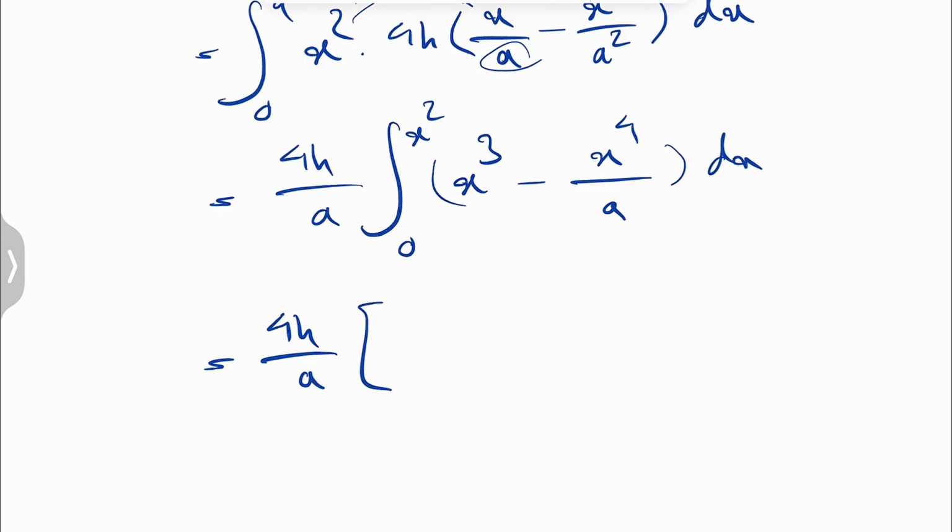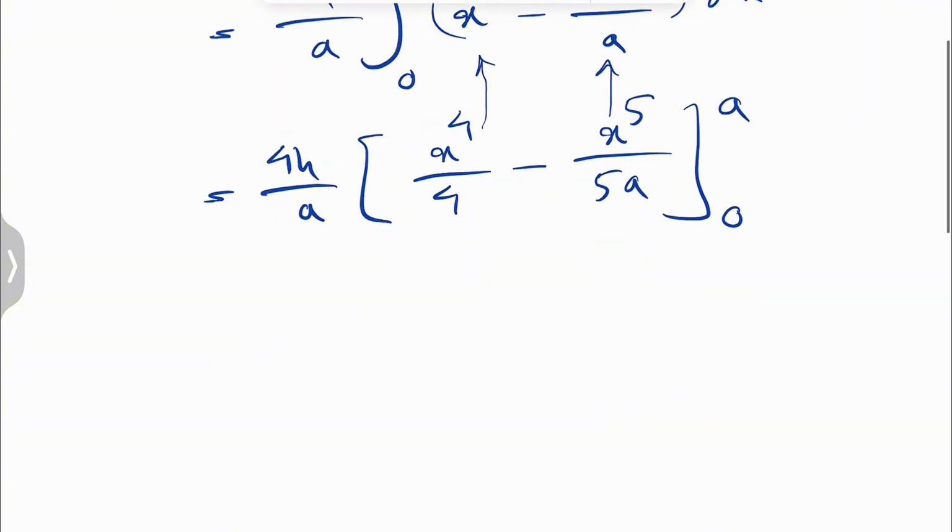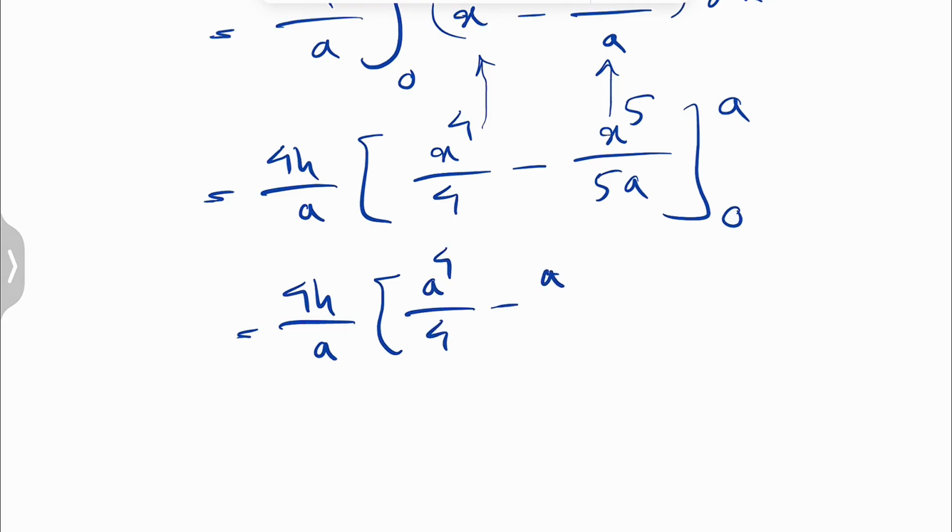x cubed is going to be x to the 4 over 4, and that one would be x to the 5 over 5a, from 0 to a. You can always double check your integral by differentiating what you had in this step and making sure that you're getting the same thing as the previous step. So yeah, if we put a in here, we're going to get a to the 4 over 4 minus a to the 5 over 5a. And if we put 0, we can see that we're going to get 0.